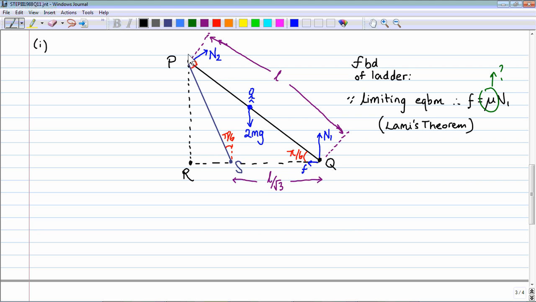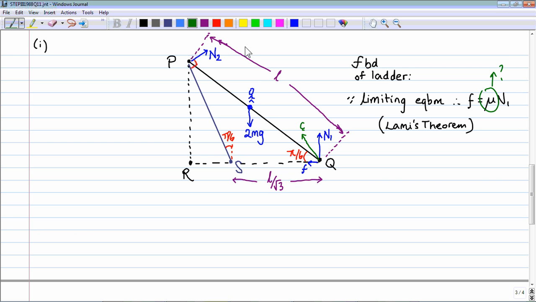Now here we have 4 forces, but the way that you would deal with that to use Lami's theorem would be to take F and N1 as a total contact force C, where C is the vector sum of F and N1, and then you would observe that the line of action of C must cross the same crossing point as the crossing point of N2 and 2mg.